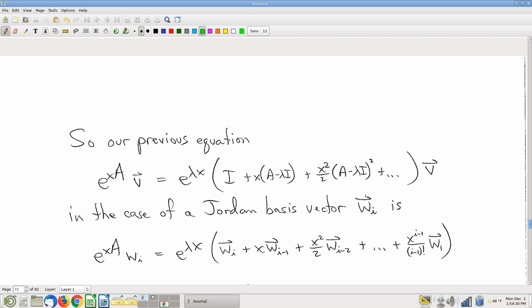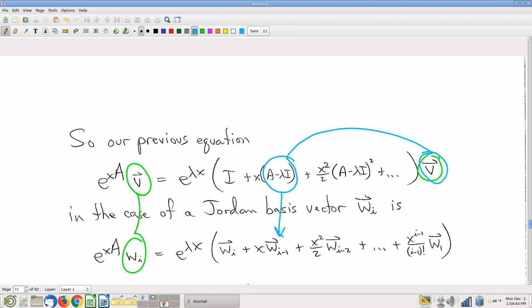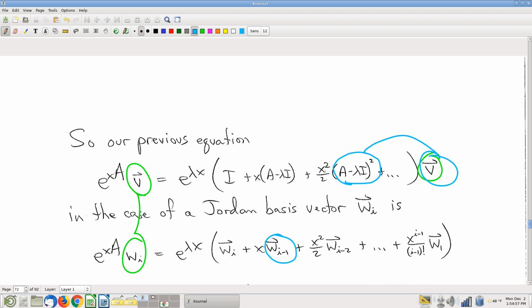Well, Wi being that vector, the first thing that happens is I've got to multiply A minus lambda I times that, and of course that gives me Wi minus 1. Now, the next thing that happens, over here, I've got A minus lambda I squared. That's multiplying by whatever Jordan basis vector we're looking at. What does A minus lambda I squared do?